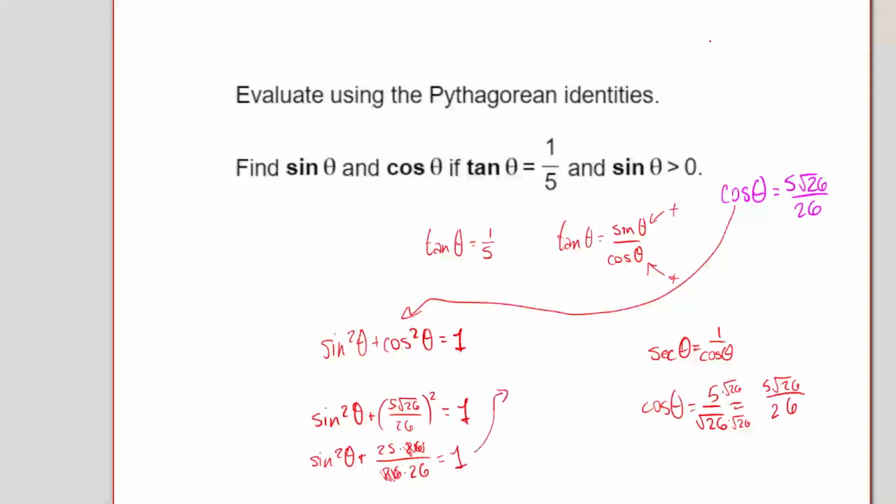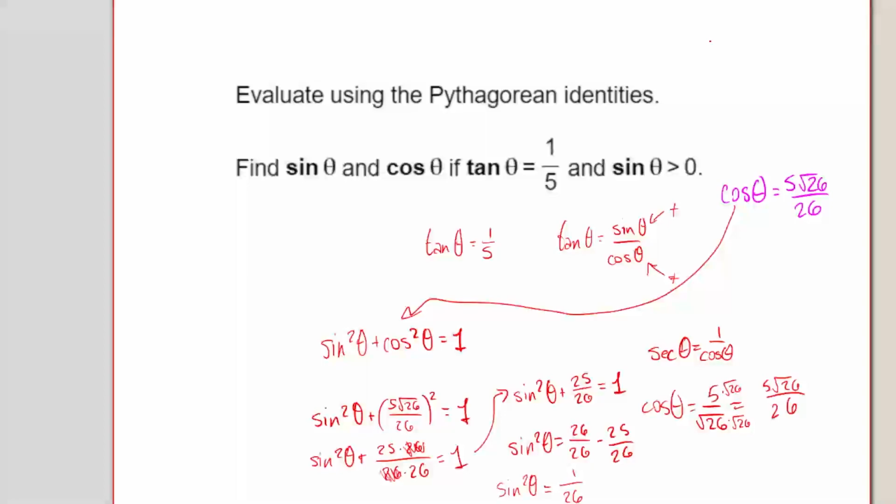So now we can see that sine squared theta plus 25 over 26 is equal to 1. Alright. Now we can subtract this 25 over 26 to the other side, and we'll get that sine squared theta is equal to, I'm going to rewrite this one as 26 over 26 minus 25 over 26. And we can simplify this down to 1 over 26.